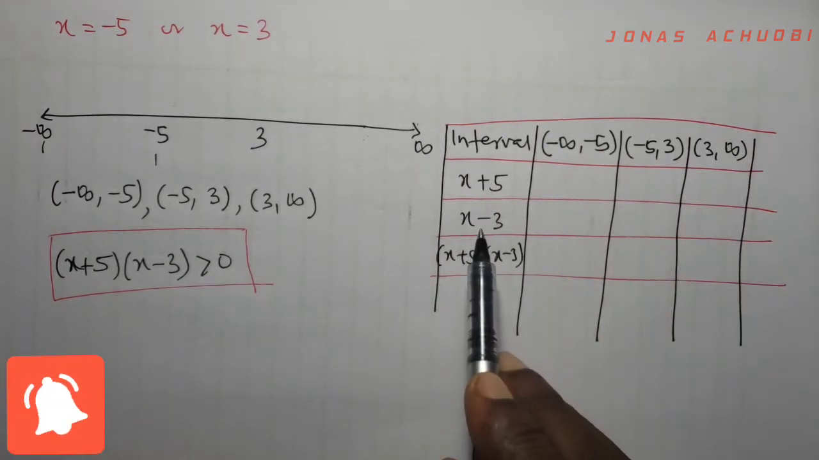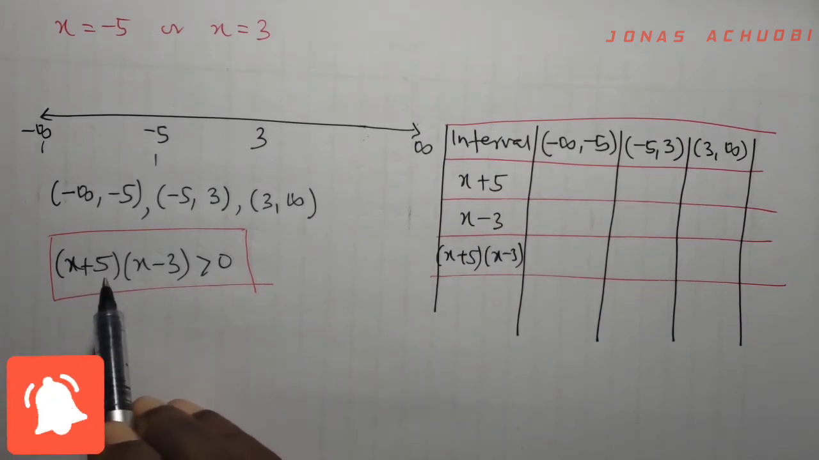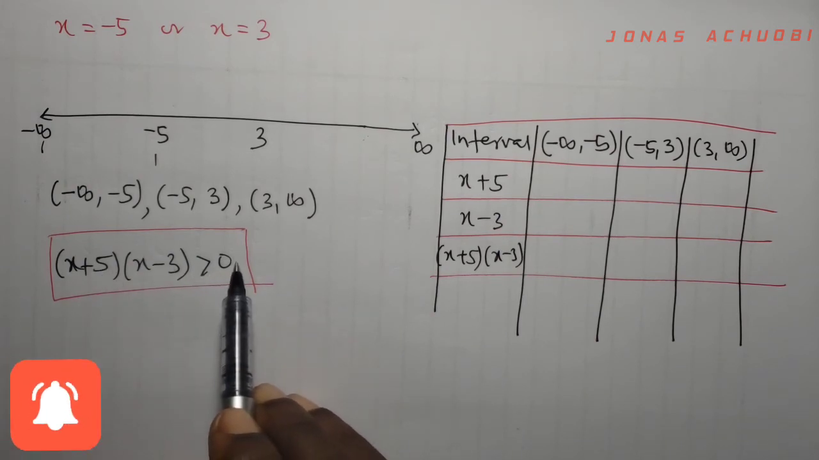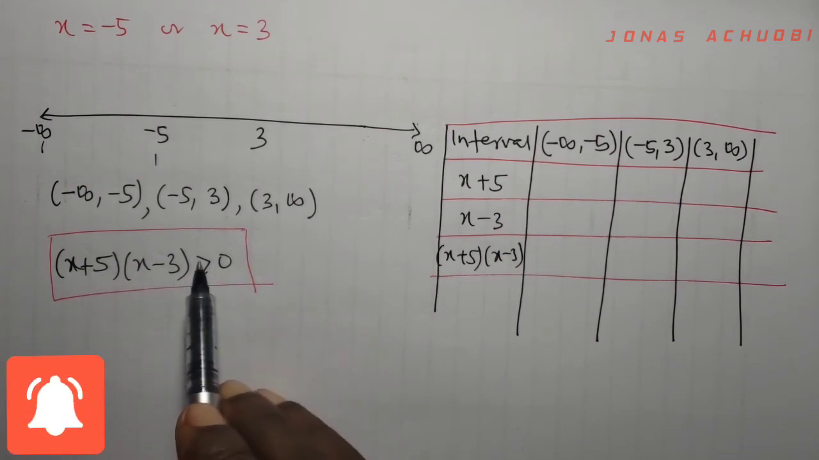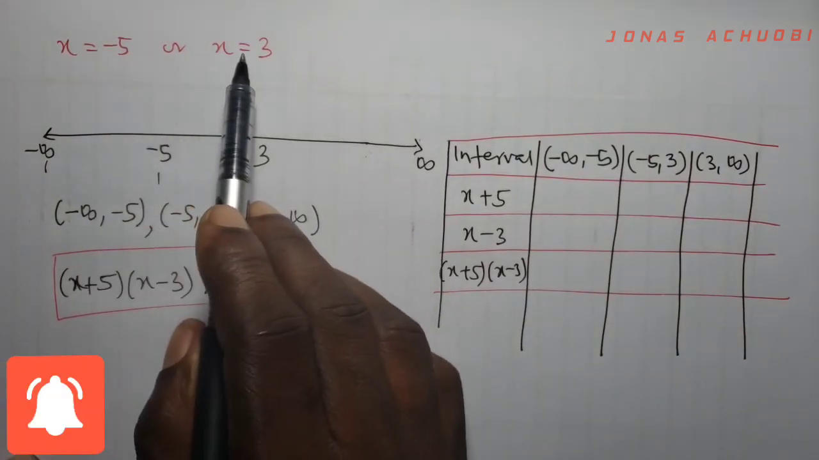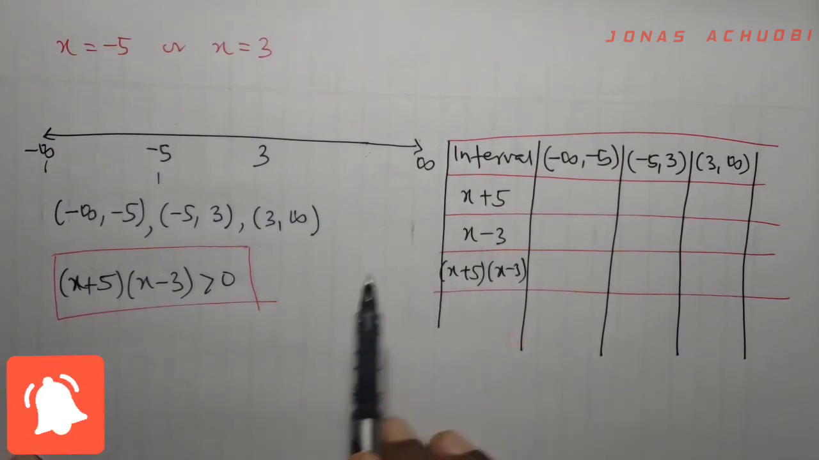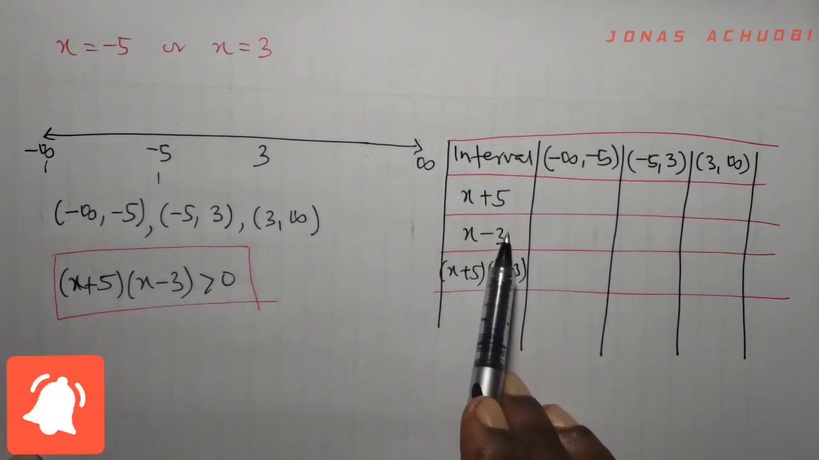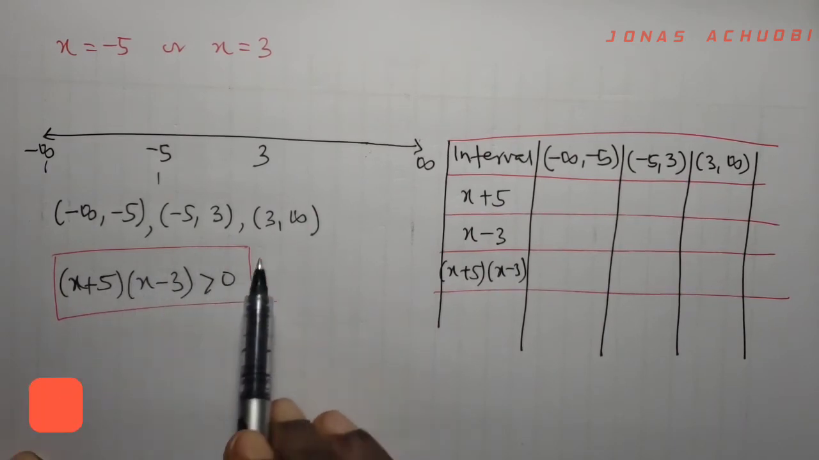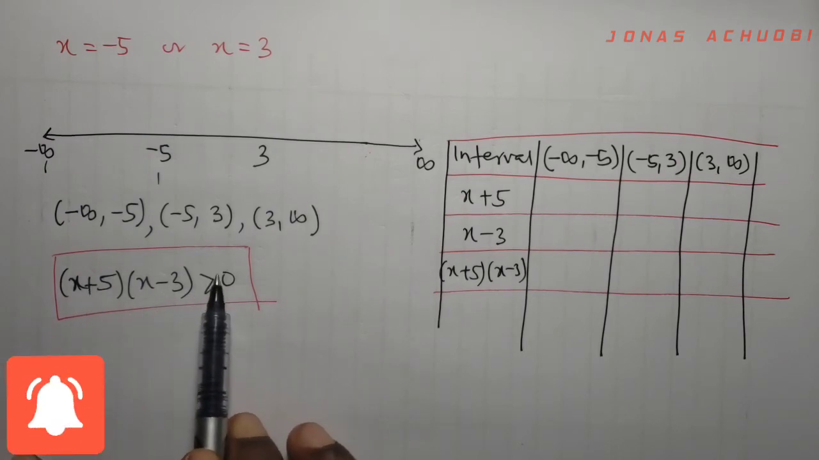And here we have the factors. If you recall, when we factorized the inequality, we had x plus 5 and x minus 3 greater than what? 0. From here, we got the zeros of the inequality to be what? x equal to minus 5 or x equal to 3. Good. So we have the factors here, x plus 5, and the second factor is x minus 3. Recall, what we had when we factorized was that the product of these 2 factors is greater than what?